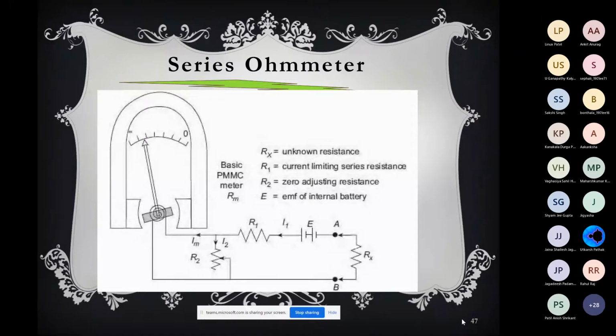while you do lab experiments or practicals. Okay, so the takeaway from this slide is that for the series ohm meter we have a meter which is called the PMMC instrument, a simple PMMC instrument, and its scale as I discussed, and two resistors are connected, R1 and R2. R1 is called the current limiting resistance, R2 is called the zero adjusting resistance. One EMF, E, will be connected, and there are two terminals A and B on which the unknown resistance you want to measure should be inserted. Once you insert it, the meter will deflect, and the meter reading can be calibrated so that you can measure the resistance value.